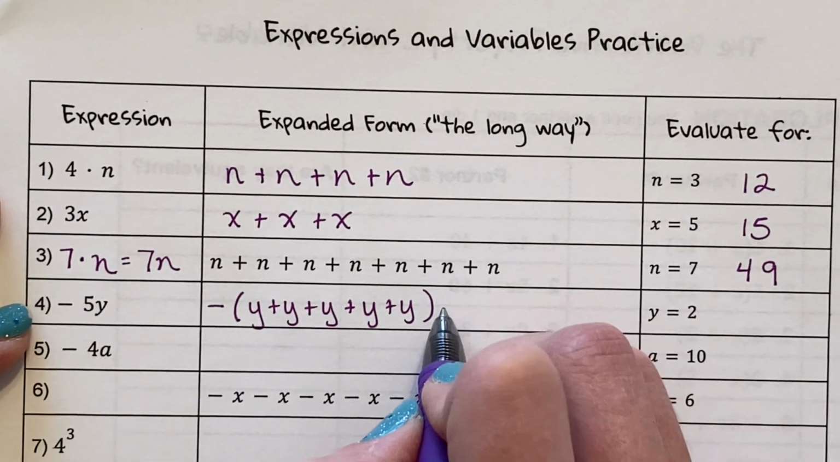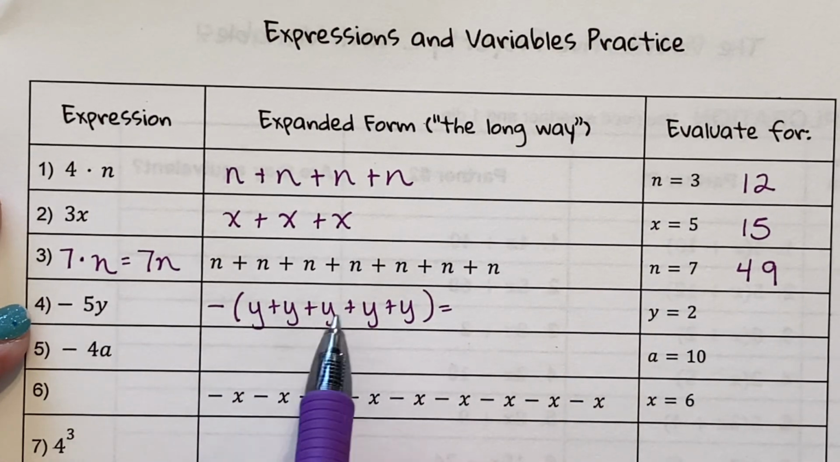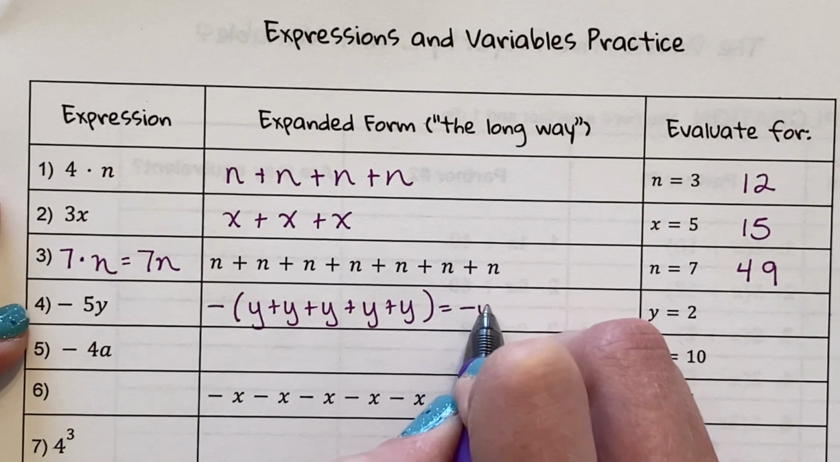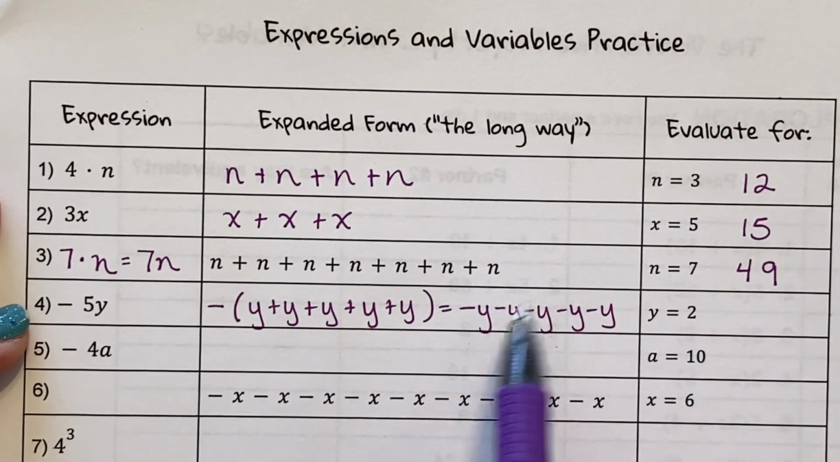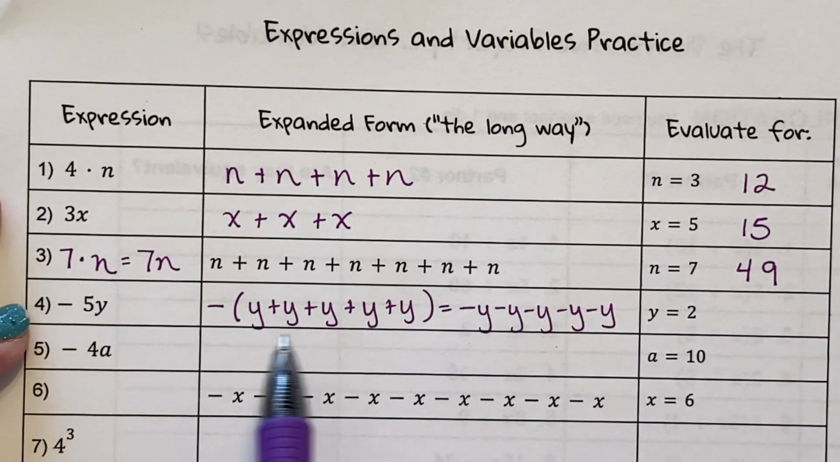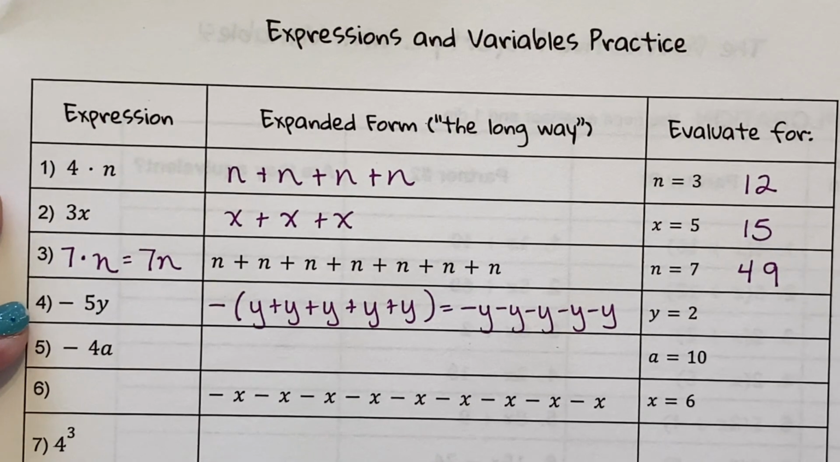Another way I could write this is I could basically say I have the opposite of y, the opposite of y, the opposite of y. And I have 5 of these opposite of y's. This value and this value is going to end up being the same thing.